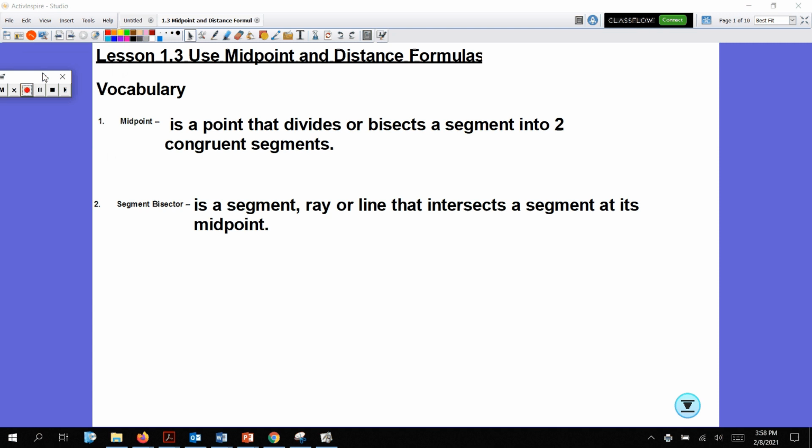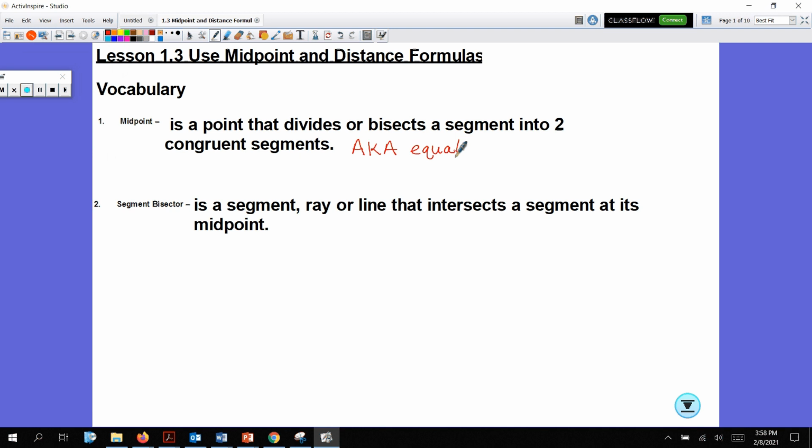All right, so make sure we first write down the definition of a midpoint. It is a point that divides or bisects a segment into two congruent parts. Remember congruent? We just talked about that yesterday. AKA equal, right? Midpoint divides or bisects, right? Splits in half, equal.